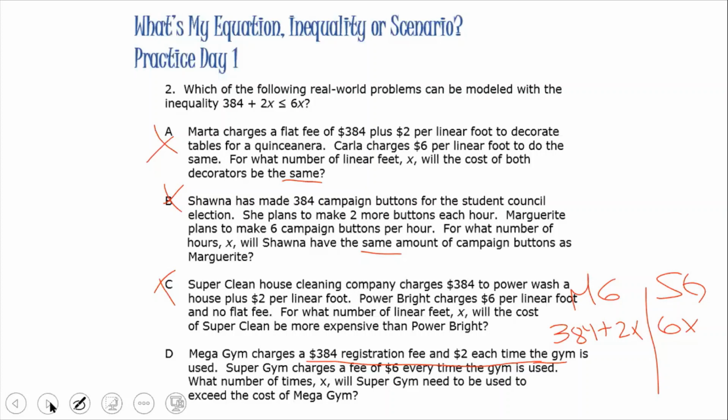The question at the bottom is the one that's determining where the sign is going, okay? So if we think about Super Gym exceeds Mega Gym, okay? So if you look at the one that we created here, right? It's not in the same order, is it? So your sign has to flip, because now you're saying Mega Gym is less than or equal to Super Gym, as where the question is asking you Super Gym needs to be used to exceed the cost. Okay, so if Super Gym has to be greater, then that means the Mega Gym has to be smaller. Did that kind of make sense a little bit for you guys?